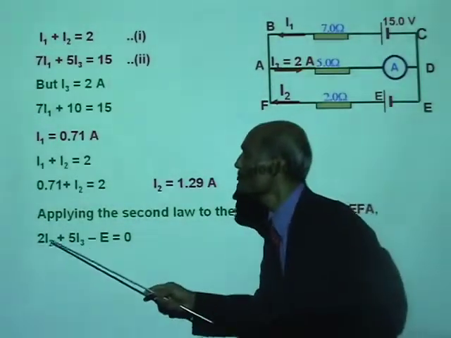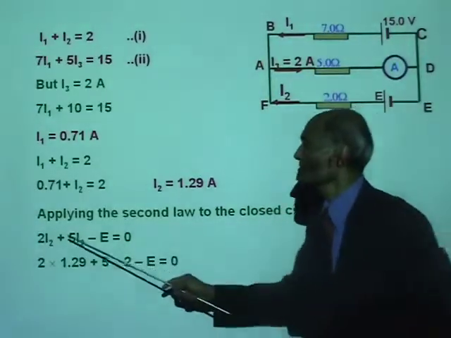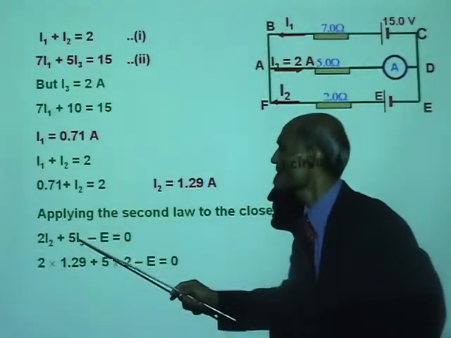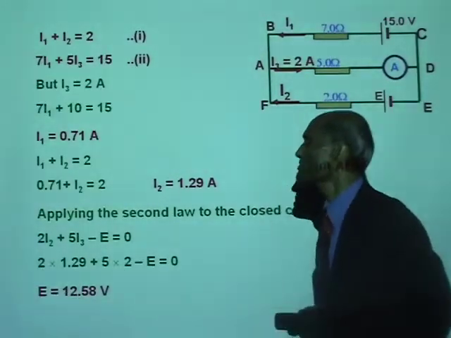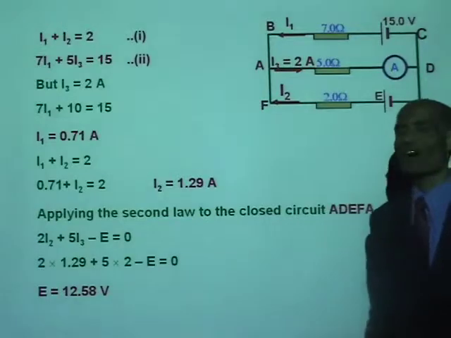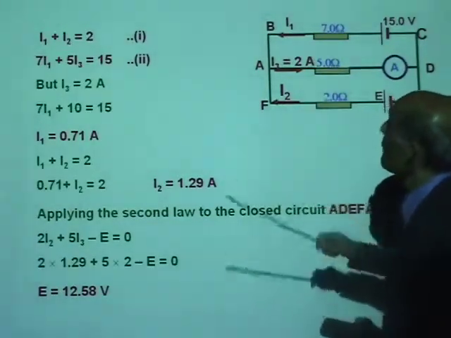You know the values of I2 and I3, find the value of E. So I2 is 1.29, I3 is 2. That gives me E equal to 12.58 volt. Okay, that was a simpler one.